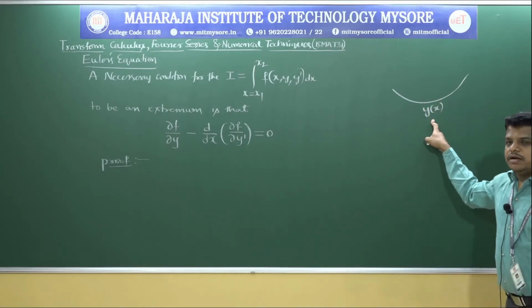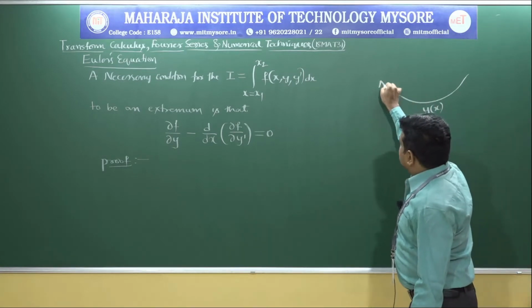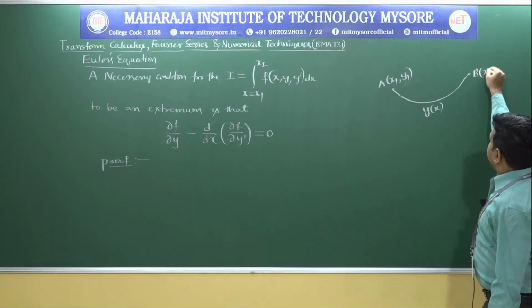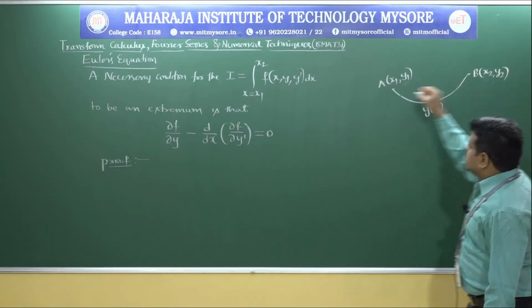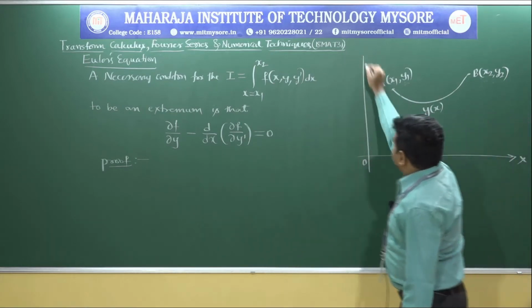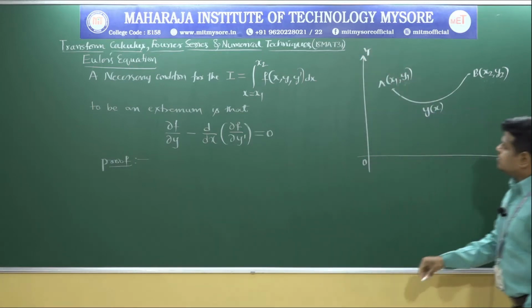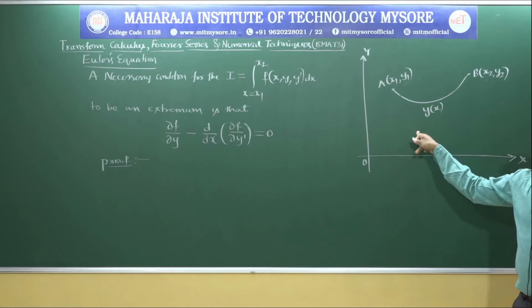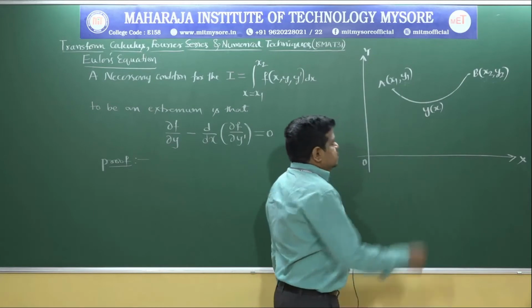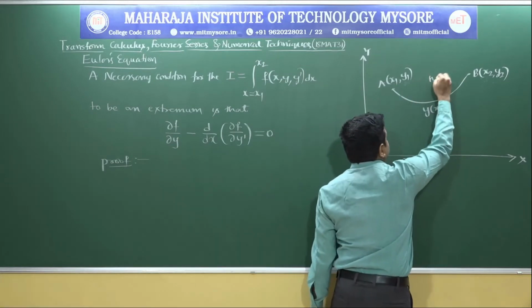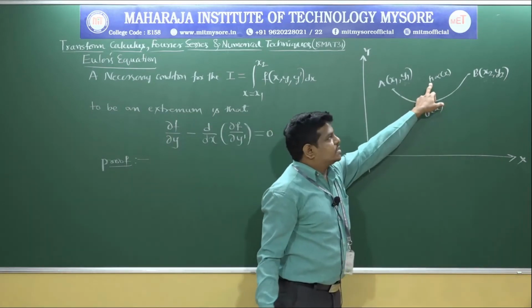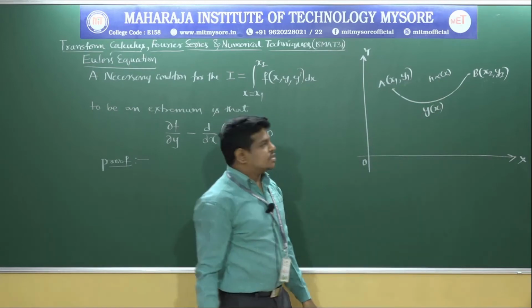Let y of x be the curve joining the points A(x1, y1) and B(x2, y2) in the xoy plane. Suppose we give a small increment to the curve y of x, that is h into alpha of x. This is your small increment h into alpha of x. h is the independent variable of x, and alpha of x is an arbitrary function.